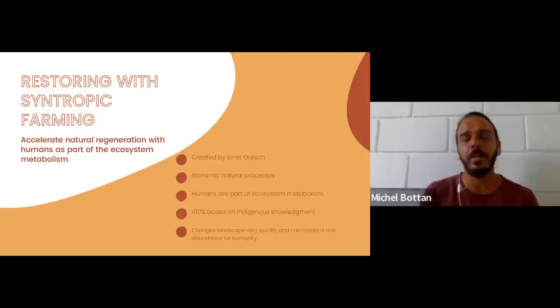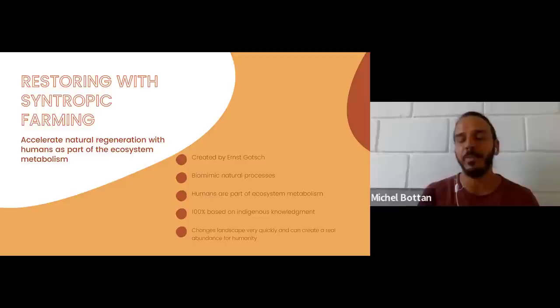Restoring with syntropic farming allows us to accelerate natural regeneration with humans as part of the ecosystem metabolism. So humans and ecosystems are not separated. Humans are part of the metabolism. This was created by Ernst Götsch, a Swiss man who has lived in Brazil since the 80s. It biomimics natural processes. And humans, as I said, are part of the metabolism. So we consider that we are not separated. But all that knowledge is based on indigenous knowledge, because as I said in the beginning, they knew how to live in this environment in a more sustainable way.